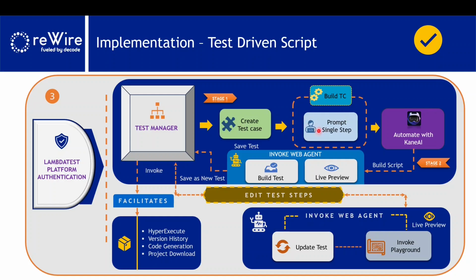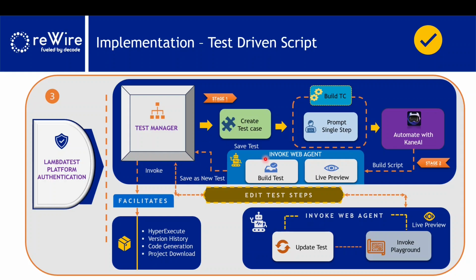Once this particular test case is created, you will have the option to add the script for this test case. There is an option available, that is automate with KaneAI. Using that, the stage 2 journey will start, which will invoke the web agent, and then the regular process as in previous tests: building the test with a live preview of the actions, and once that is completed, it will be saved to the new test.